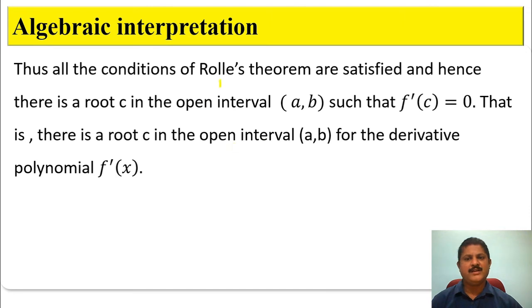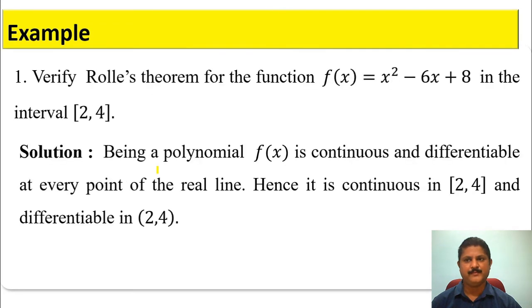Thus, all the conditions of Rolle's theorem are satisfied, and hence there is a root c in the open interval a comma b such that f dash of c equals 0. That is, there is a root c in the open interval a comma b for the derivative polynomial f dash of x. This is our algebraic interpretation of Rolle's theorem.